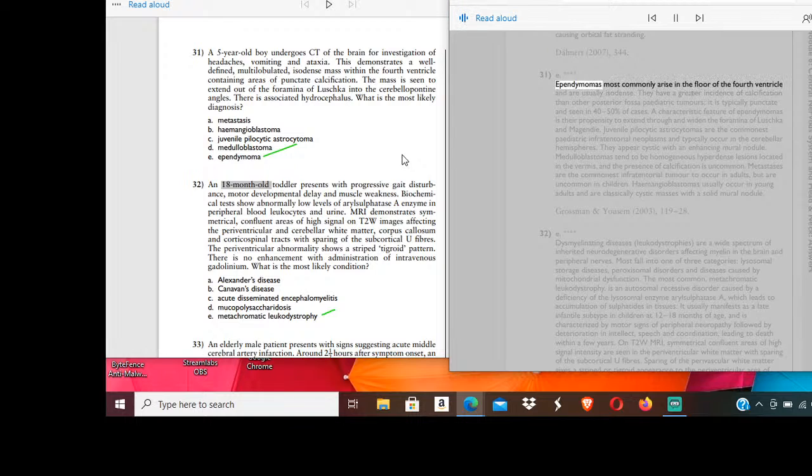31. E. Ependymomas most commonly arise in the floor of the fourth ventricle and are usually isodense. They have a greater incidence of calcification than other posterior fossa pediatric tumors. It is typically punctate and seen in 40–50% of cases. A characteristic feature of ependymomas is their propensity to extend through and widen the foramina of Luschka and Magendie.